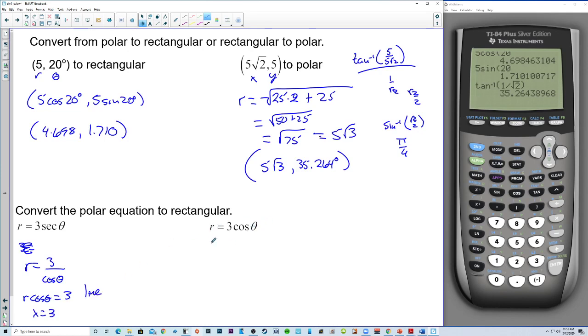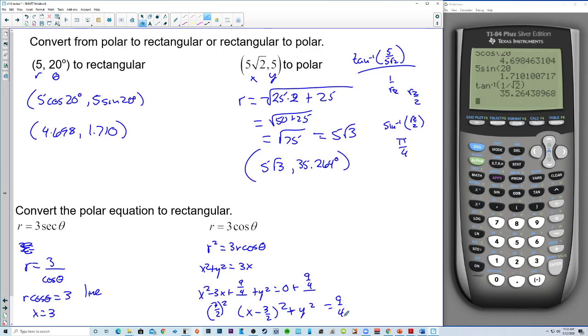r equals 3 cosine, we need to multiply both sides by r. This is x squared plus y squared, that's 3x. Subtract 3x over and complete the square. Plus something. 3 divided by 2, so b divided by 2 and then square that, that's 9/4. So we need to add 9/4 to both sides. So we get x minus 3/2 squared plus y squared is equal to 9/4. And this doesn't ask for it, but if it does on the test, that is a circle.